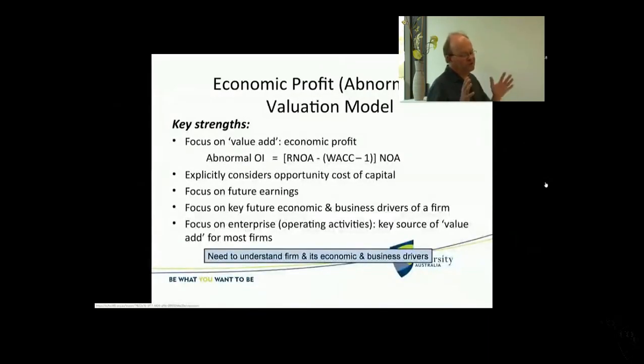Now, the economic profit, we're using abnormal operating income now. The economic profit model, where we're focusing on the enterprise, has some key strengths. We can focus on the value add. That's what economic profit is. It's the value over and above the cost of capital, over and above the opportunity cost of capital. Abnormal operating income equals return on net operating assets minus the weighted average cost of capital, all times the net operating assets. So we explicitly consider the opportunity cost of capital, and so we need to make some estimates of that. We also focus on future earnings.